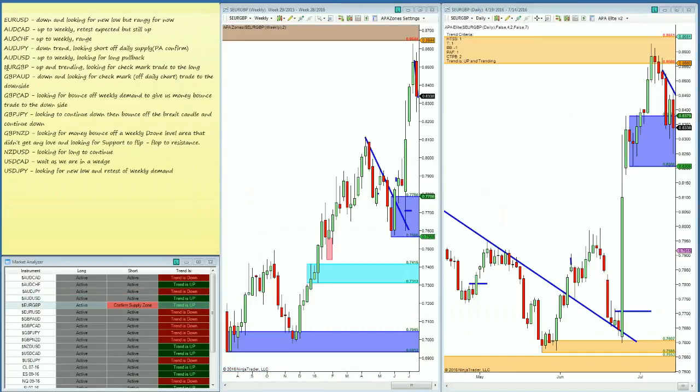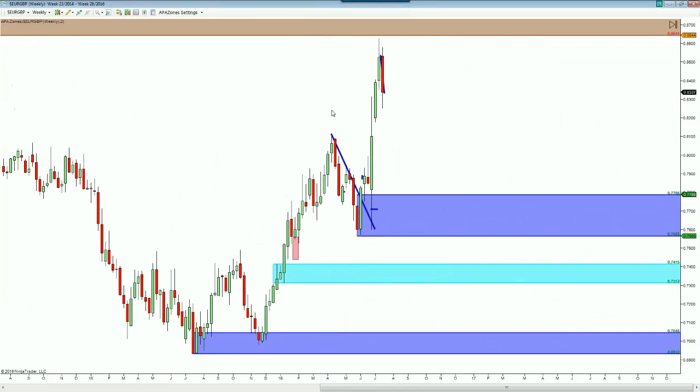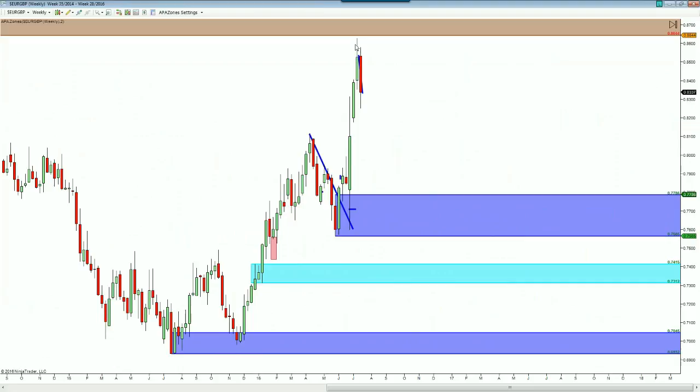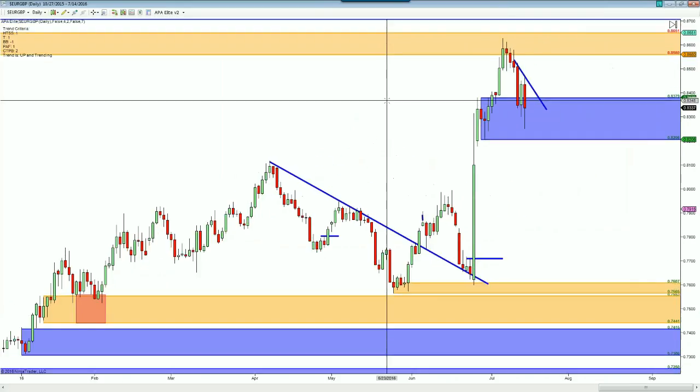So over here on the Euro Pound EG, as I like to call them, you can see on the weekly time frame, and excuse me, I should say our last week's prediction was up and trending, and I'm looking for a check mark trade. Okay, so let's see what has happened over this week here. We've actually been going to the downside on this one. The weekly level is right there, so that is exactly what we were looking for, and now we're just looking for that check mark trade to pan out here.